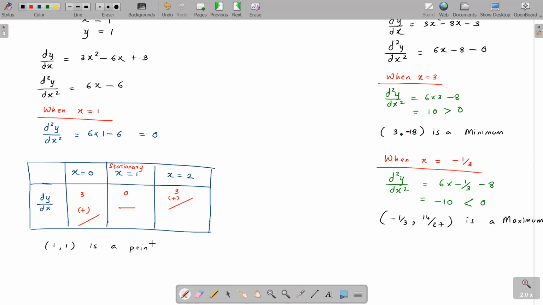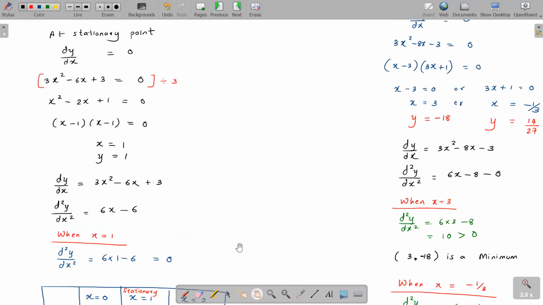1, 1 is a what? A point of inflection. It's not a minimum or a maximum. It is a point of inflection. Okay, so it's a point of inflection.